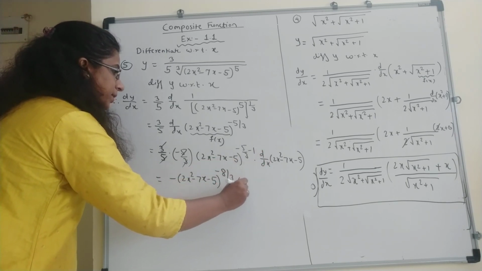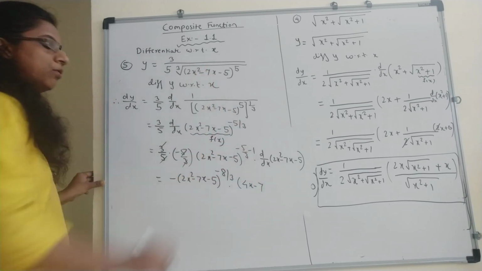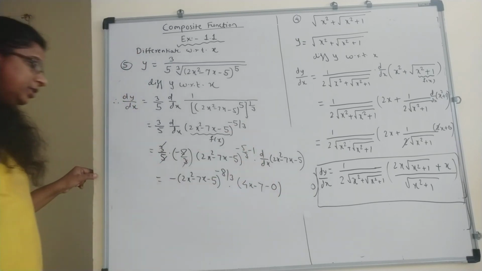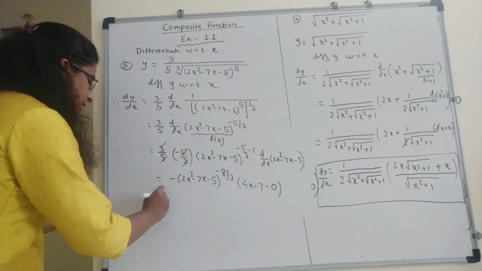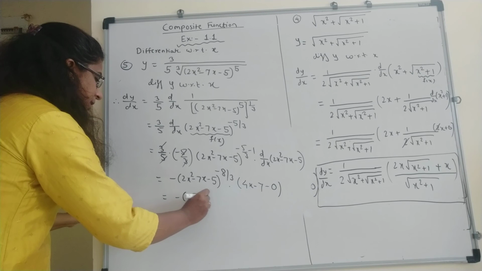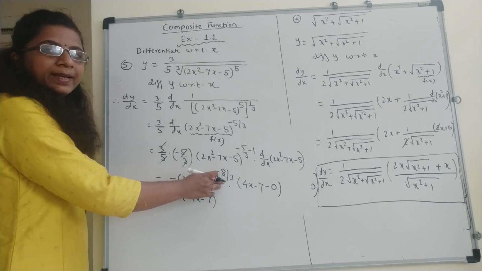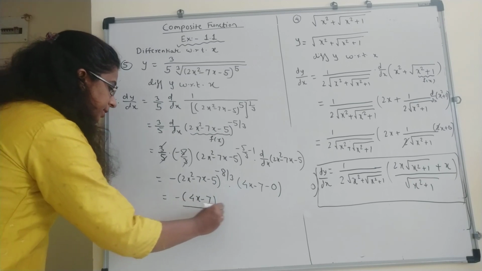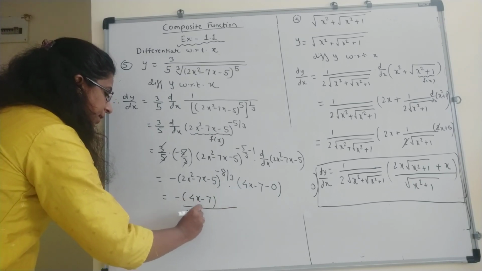Derivative of 2x square is 4x. Derivative of 7x is 7. 5 is a constant, derivative value is 0. So finally it is minus of 4x minus 7. You may consider this index to be positive, so we'll take this whole term in the denominator. In this way also you can write your final answer.